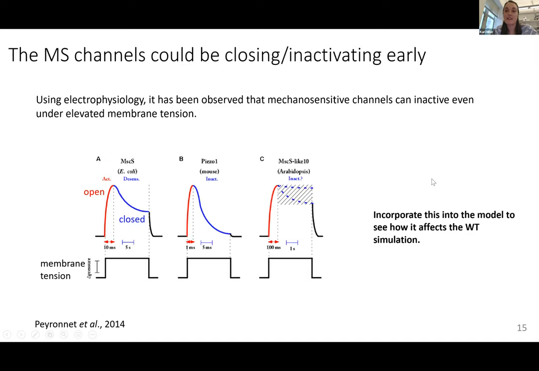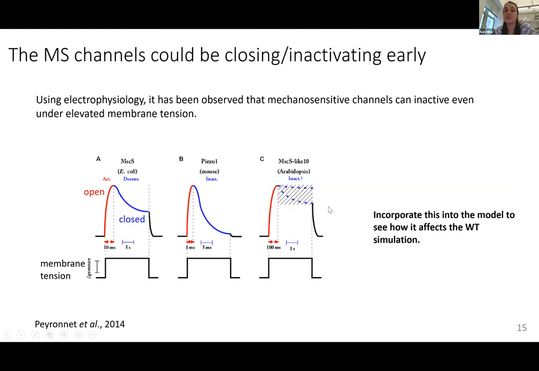So this is not entirely unfounded. Like I mentioned earlier, this is something that we see quite a bit in MS channel literature. So using electrophysiology, it's really been observed that MS channels can inactivate even when the membrane tension is elevated. This is from a review paper just showing that the membrane tension is being sustained high. Up here, you can see down below that the membrane tension is elevated. And then in the red, the channels are open, and in the blue, they're closed. And so they're closing despite the fact that the membrane tension is still high. And this is happening in E. coli, MscS, Piezo, and then also possibly in MSL10, which is a direct relative of MSL8.